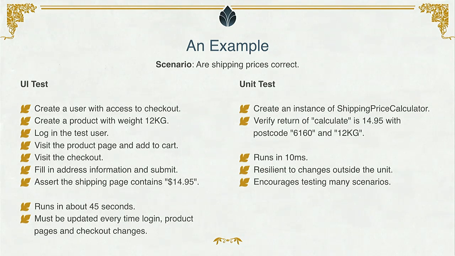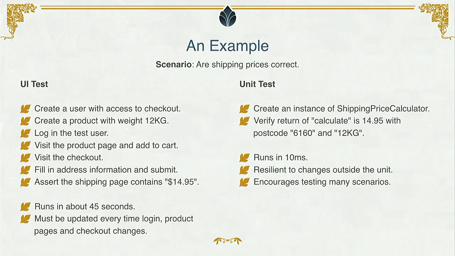So if we were to do this with a UI test, we need all of these different components to be able to actually run this test. So we need a user who can access checkout, we need a product, we need them to be able to navigate through the checkout. And then finally, when we land on the shipping page, we can actually assert that the price is correct. And this would be a perfectly valid test, but it does have a few issues. One of them is that it's incredibly slow. So any kind of UI testing is slow by nature because there's a browser in the background going and performing actions on your website. The other thing is it's a really brittle test.